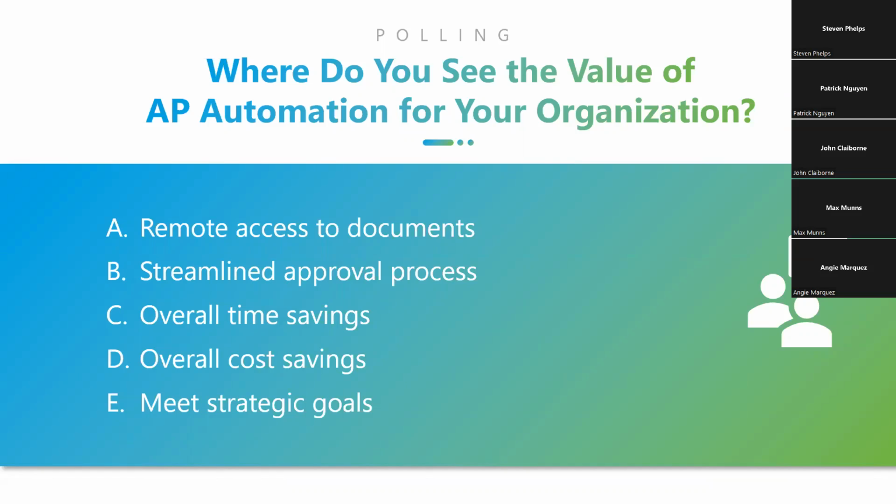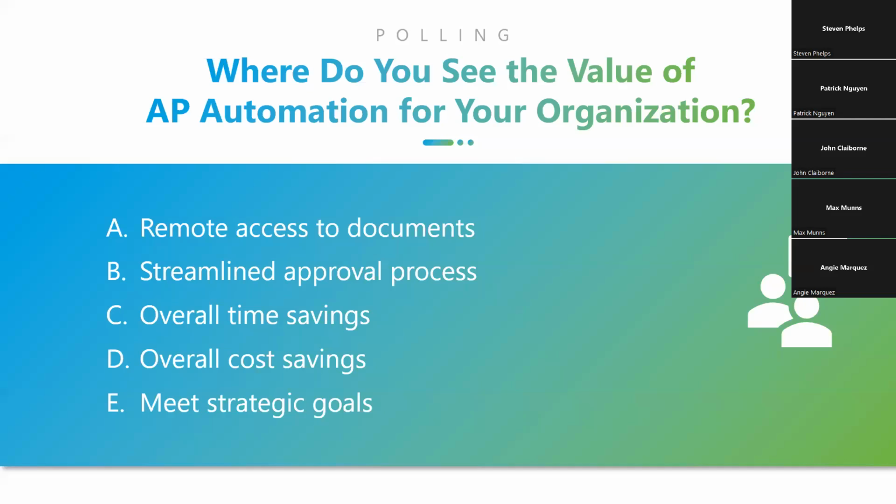Is it B, streamlined approval process? Is it C, overall time savings? Is it D, overall cost savings? Or E, you're looking to meet a strategic goal, right? Is your organization growing and you want to be able to grow without having to add additional staff? Or is there some other initiative in your organization? I'll give you folks a few seconds here to select the best answer.